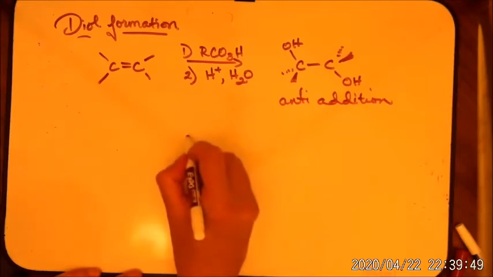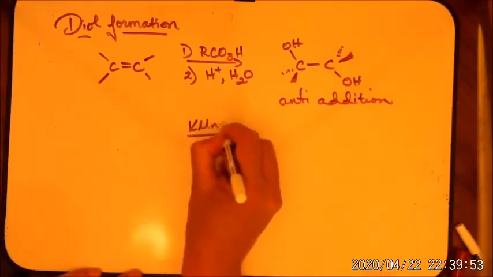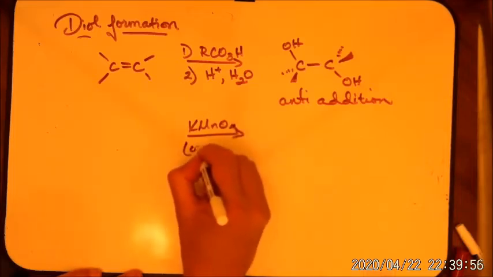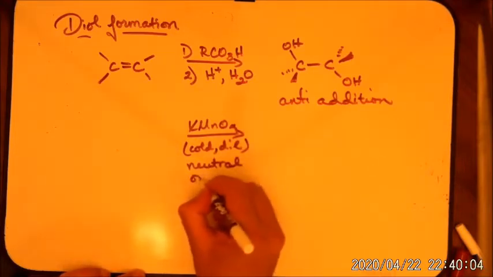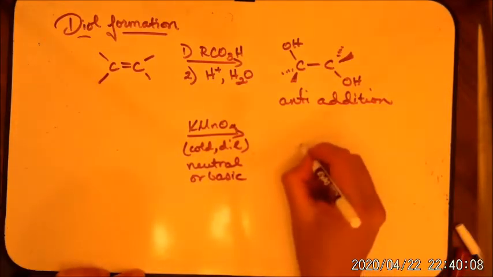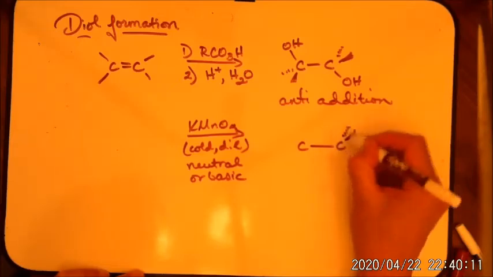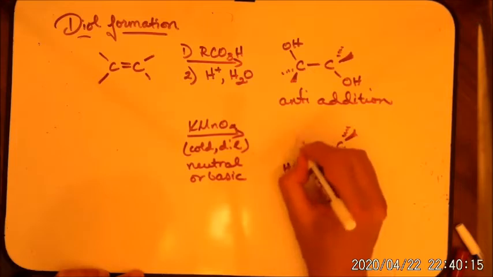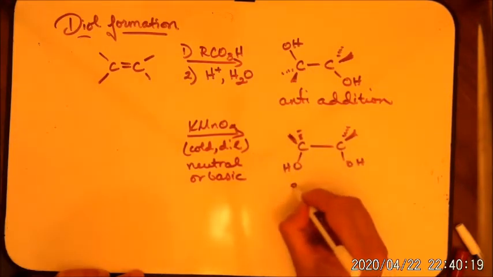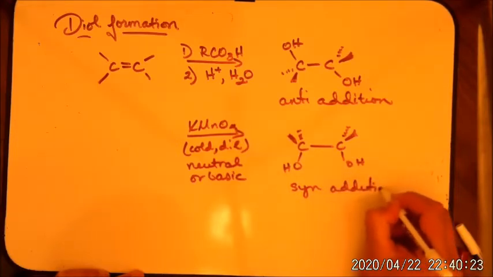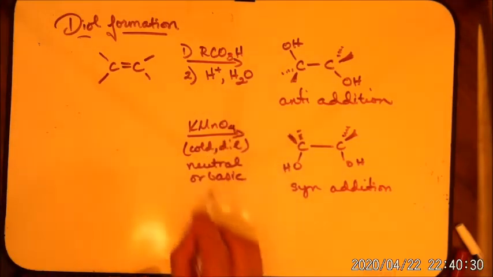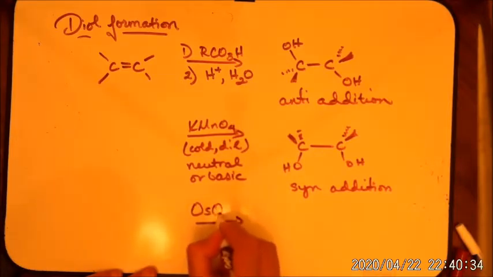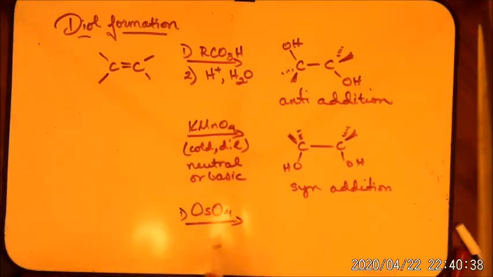Okay? If you use potassium permanganate, it has to be cold and dilute, you can have it under neutral or basic conditions. Okay, and what you form is you do form the diol, but instead it's the syn addition. Okay, yields are a little poorer, but potassium permanganate is a lot cheaper than if you use osmium tetroxide, which is an excellent reagent, but it's expensive and it's not so easy to discard the waste.